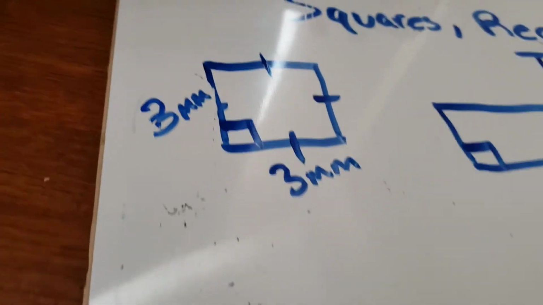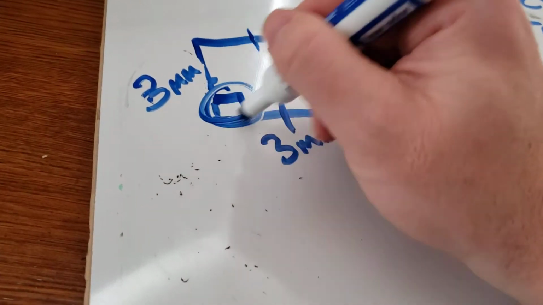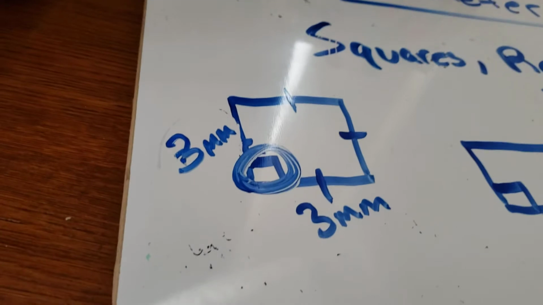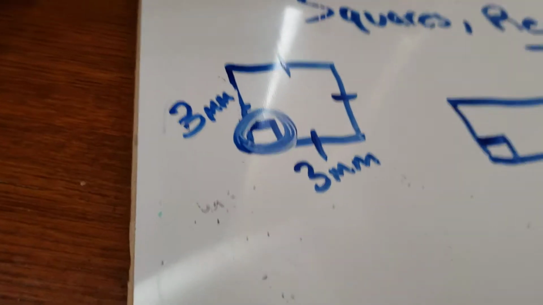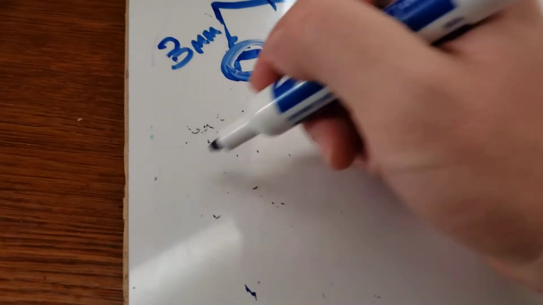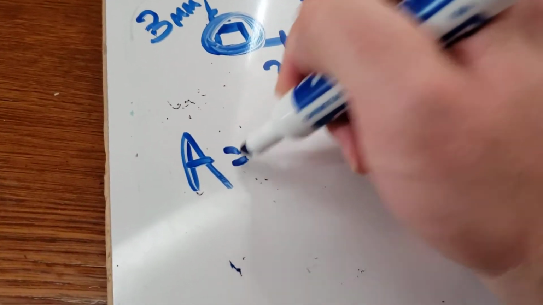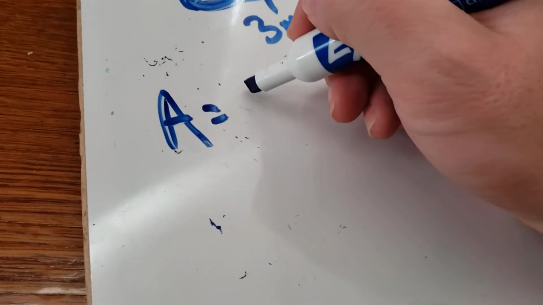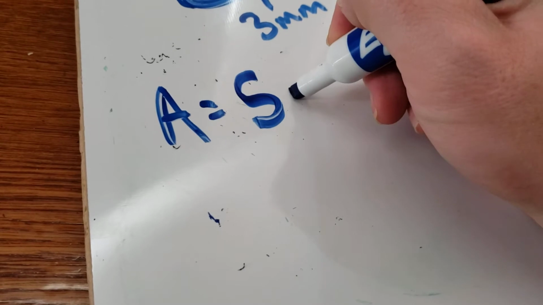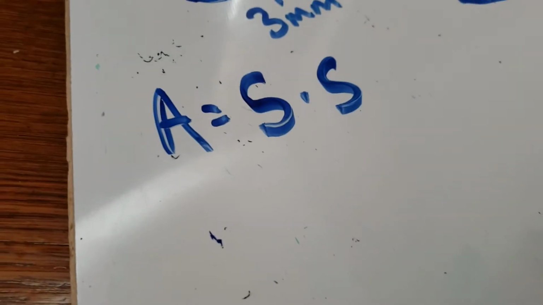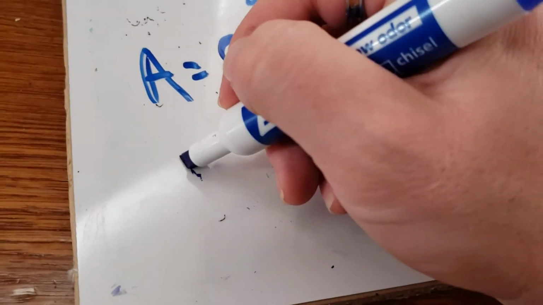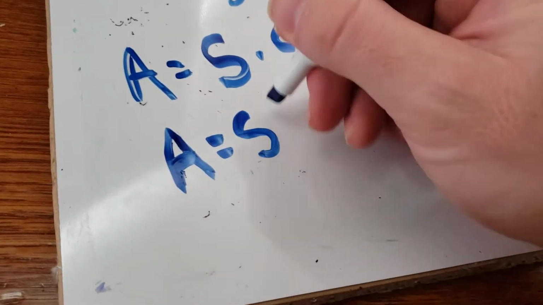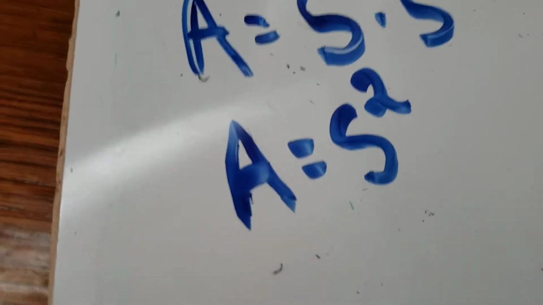To find area, you multiply perpendicular dimensions, which means dimensions that are set at right angles. So to find the area of a square, we would take the side times the side, because both sides are the same. And when you multiply something by itself, you are squaring that thing, which is where we get area of a square equals s squared.